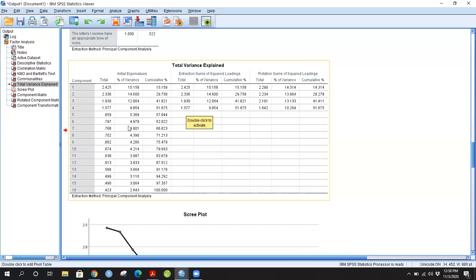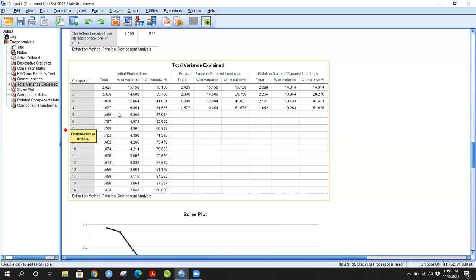So how does this calculation really come up? I'll split this into 3 panels. Let's say this is panel 1, which is the initial setup. This is panel 2, which is the extraction setup. Panel 3 is after rotation of the factor loadings, the last final solution after rotation. I'll explain the calculation in the first panel, and in a similar fashion the calculation is carried out in the later 2 panels also.